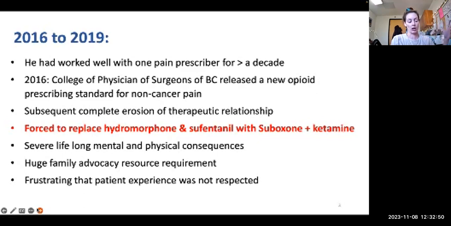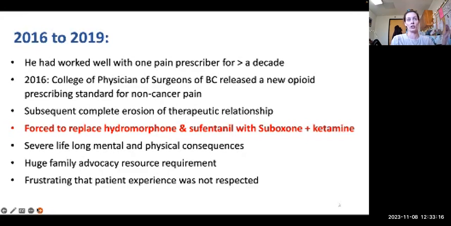There were physicians getting audited. It required such a high level of documentation that there were fines going out, and it created a lot of fear in physicians. And this is when my dad's therapeutic relationship really eroded with his doctor. And it forced Ross, who was on hydromorphone and sufentanil, which was working okay, to transition off that to Suboxone and ketamine. And this was really harmful to Ross.